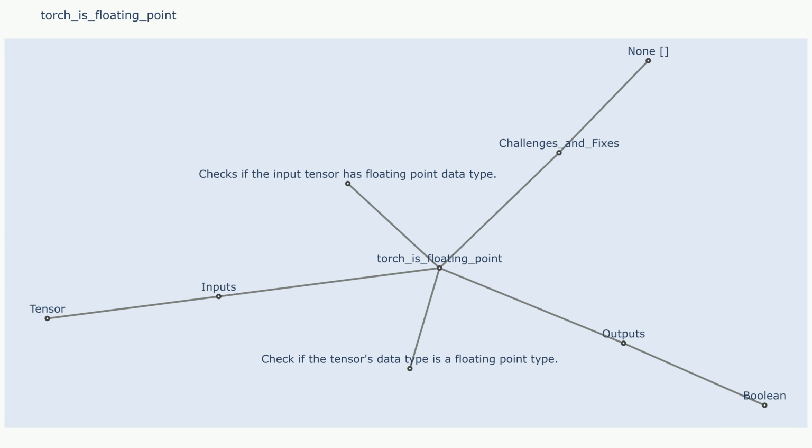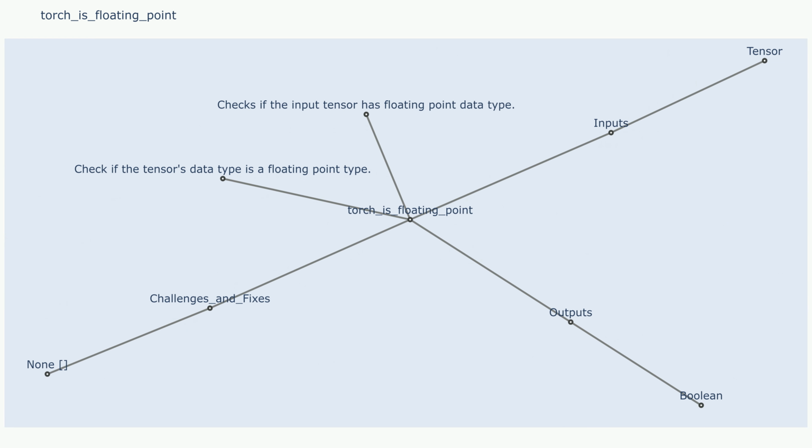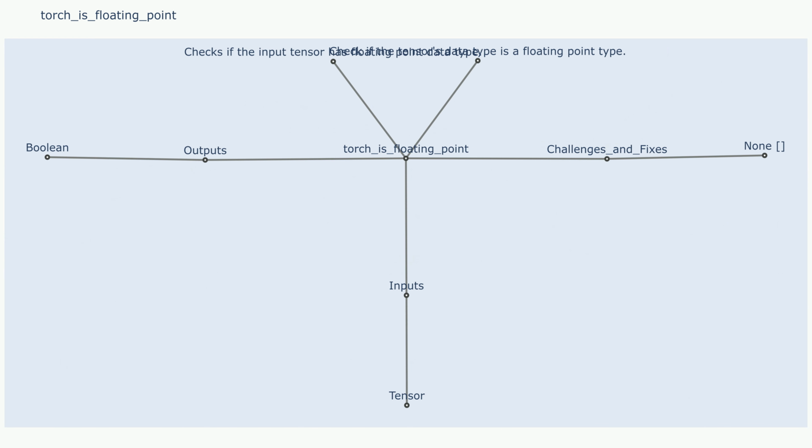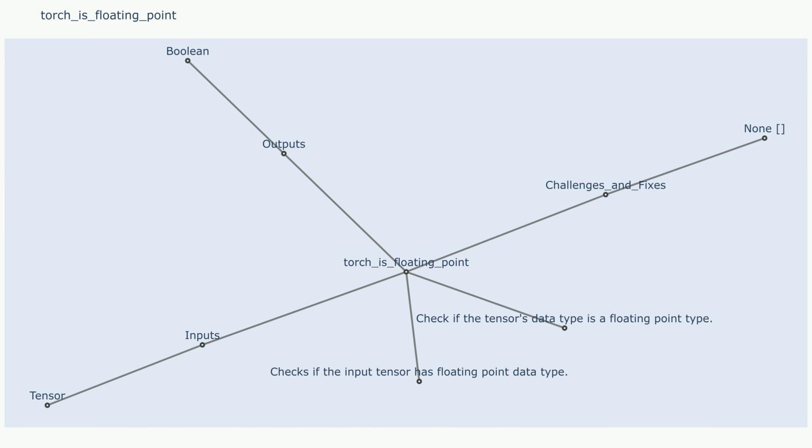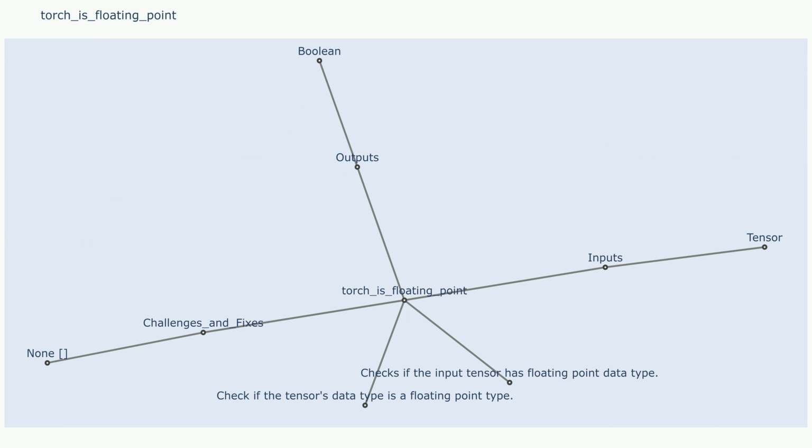Challenge 2: Unexpected data type. Sample use case that resulted in challenge 2: The input tensor's data type is not recognized as a floating point type by the function. Fixes to challenge 2: Verify that the data type of the input tensor is correctly defined and recognized by PyTorch as a floating point type.